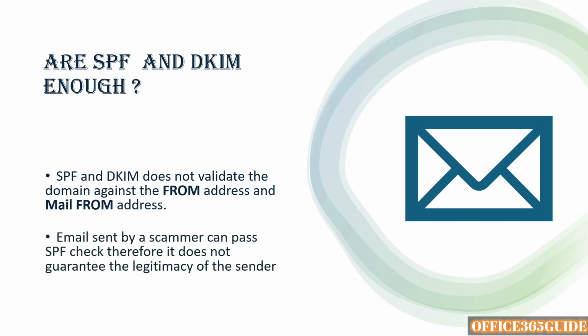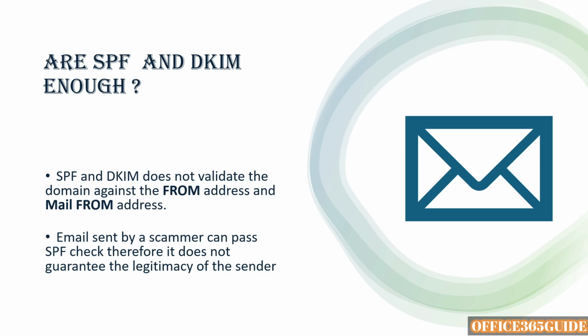Next thing is that scammers can easily pass the SPF check. They might as well pass the DKIM check by creating their own records for that matter, and they can easily change the From address. The From address is the one which you see when you receive an email, and Mail From is the return path that is available only if you choose to see the message header.